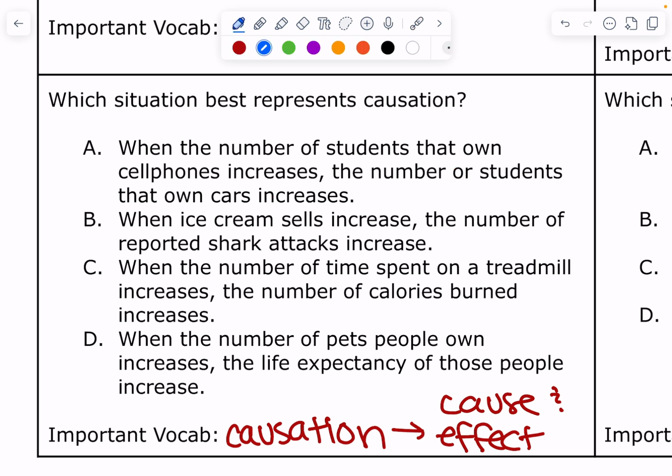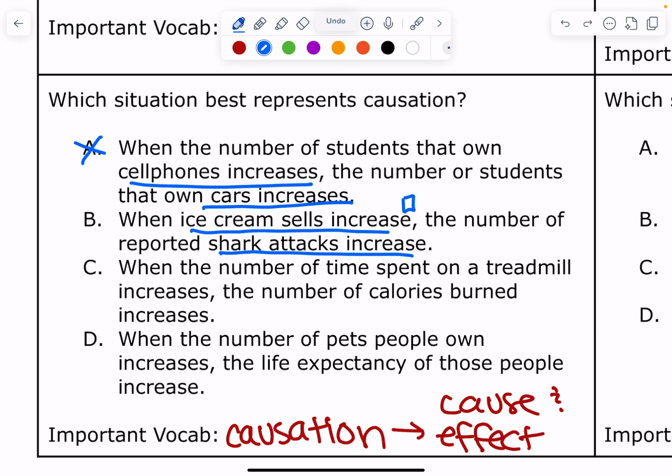So if you own a cell phone, they're saying that you're gonna own a car. That is not true. I know a lot of students who own cell phones but don't own cars. So one doesn't affect the other. They don't go hand in hand. B, when ice cream sales increase, the number of reported shark attacks increase. So when more people buy ice cream, the more people get attacked by sharks.